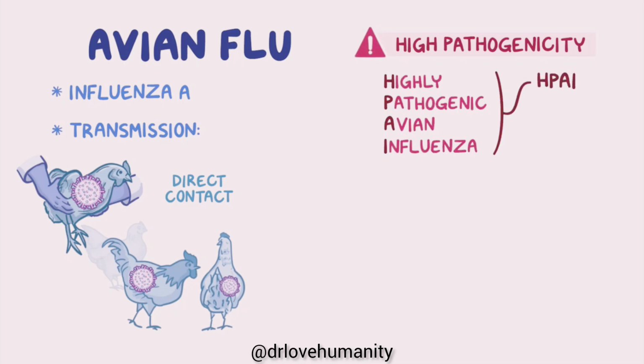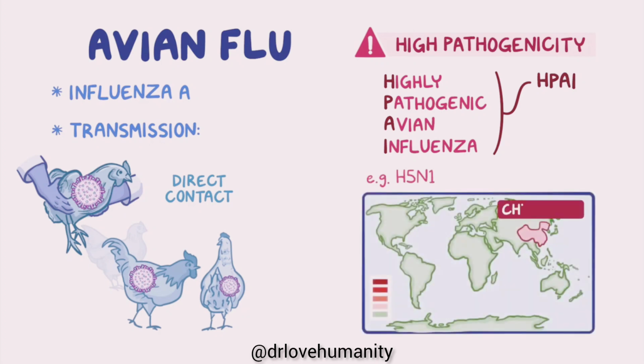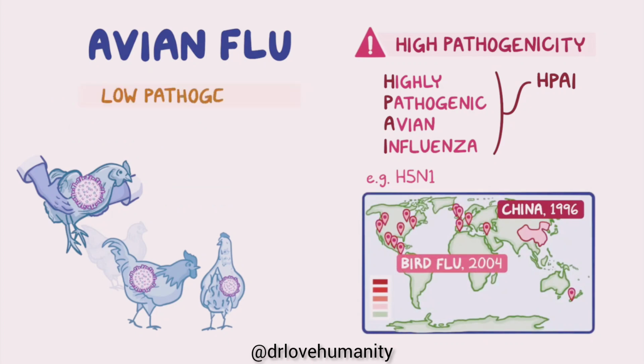The most well-known HPAI strain is H5N1, which first appeared in China in 1996 and was then responsible for the bird flu outbreak in 2004. Other low pathogenic avian influenza viruses include H7N9, H9N2, and most recently, H10N8.